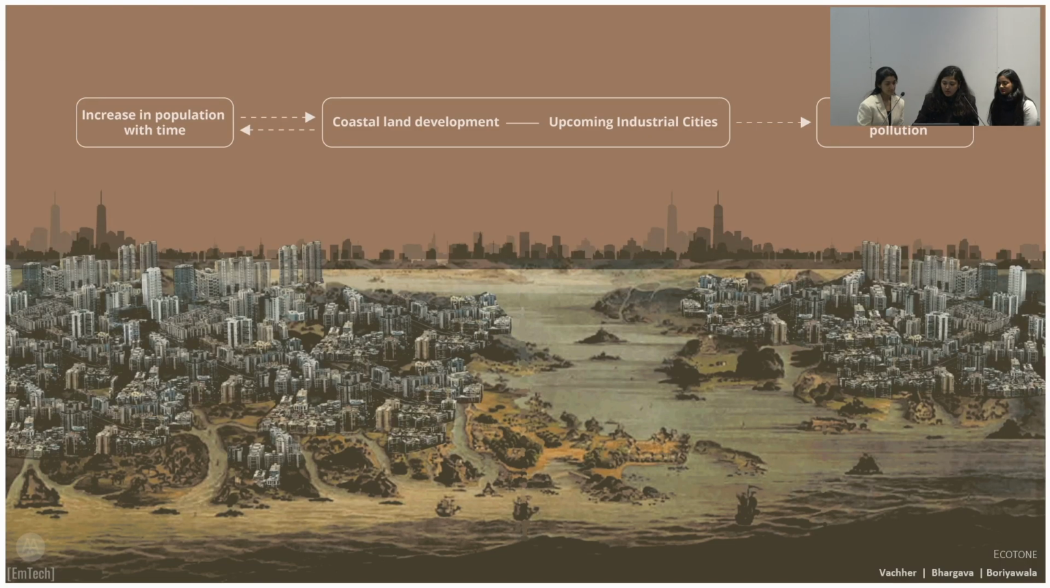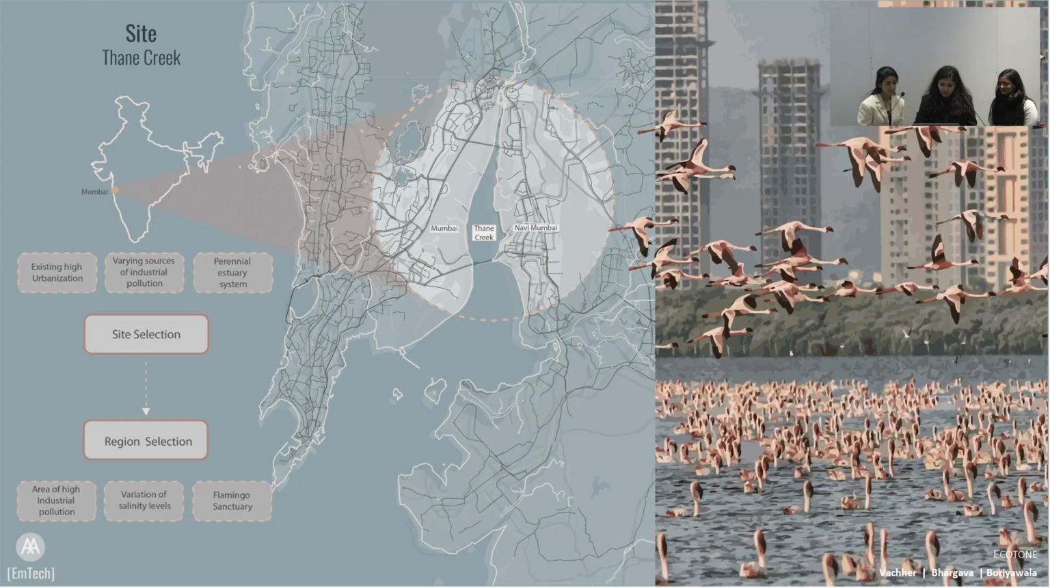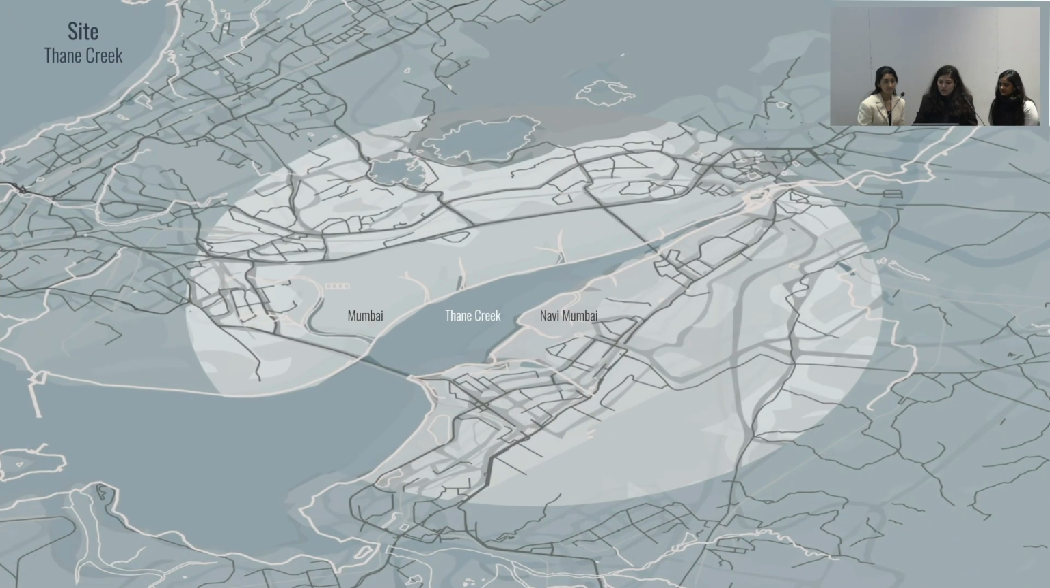With the increase in population, coastal land is developing at a rapid pace, with upcoming industries leading to an increase in the level of pollution. This problem is prevalent on the site we've taken up, that is Thane Creek in Maharashtra, which falls between Mumbai and Navi Mumbai.